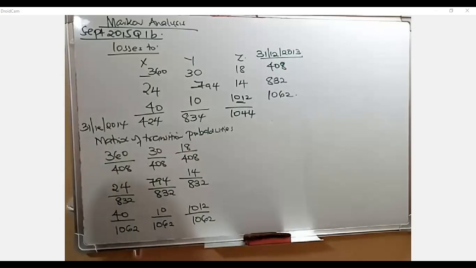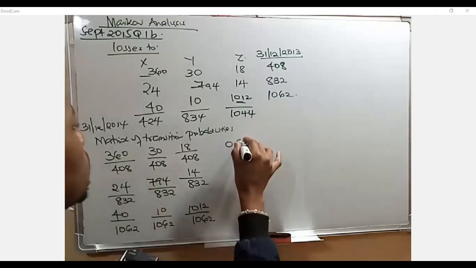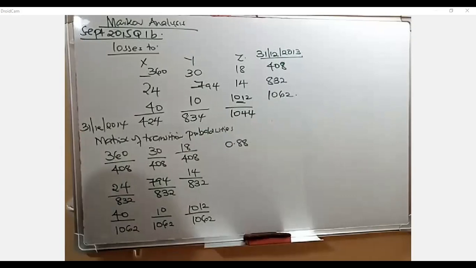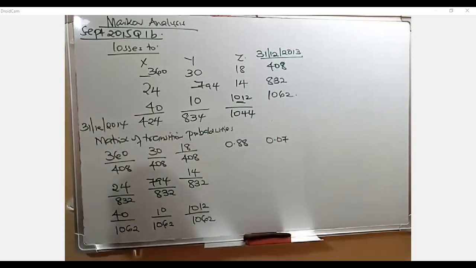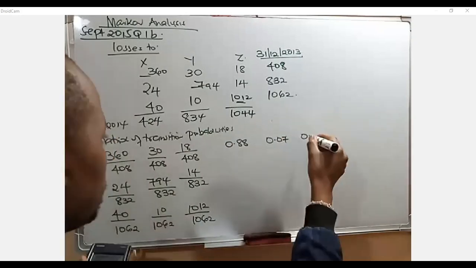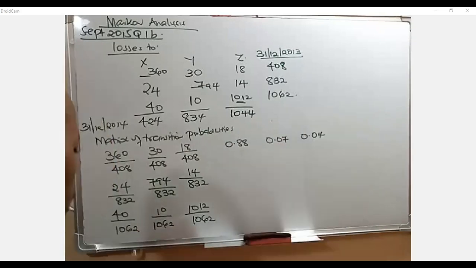So let me start with the first one. 360 divided by 408. You are getting 0.88. The second one will be 30 divided by 408. I'm getting 0.07. Then the last one should be 18 divided by 408. I'm getting 0.04. Is it totaling to 1? Let me check. 0.88 plus 0.07 plus 0.04 is equivalent to 1.